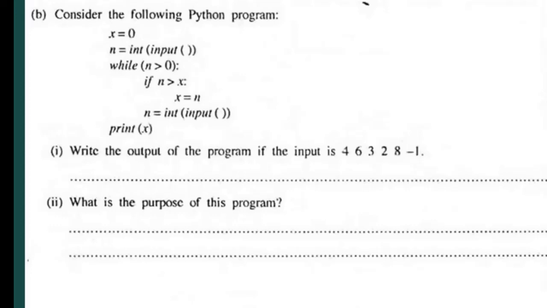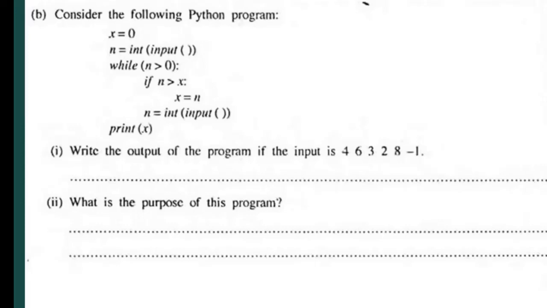Initially x equals 0. We input the value n. If our input value is greater than 0, then x becomes our input value. Then ask again for input value n. Likewise, if you get any value greater than the previous value, that number becomes the x. In other words, we are finding the maximum of that list.